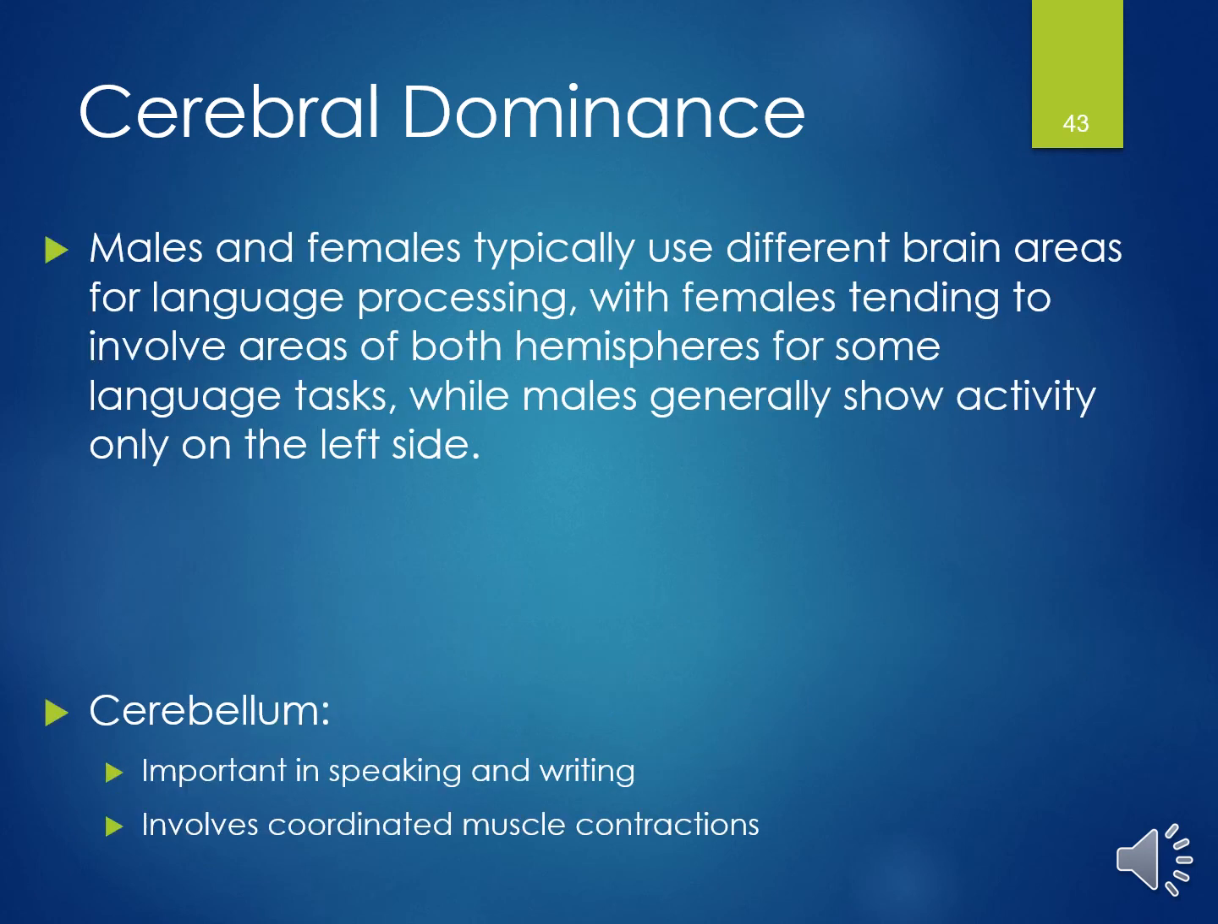It turns out males and females typically use different areas of the brain for language processing. Females tend to involve areas of both hemispheres for language tasks, while males are generally going to show activity only on the left side. So a male with a left cerebral injury would probably have a greater amount of damage in comparison to a female, because a female tends to have some processing occurring on both sides of the brain.